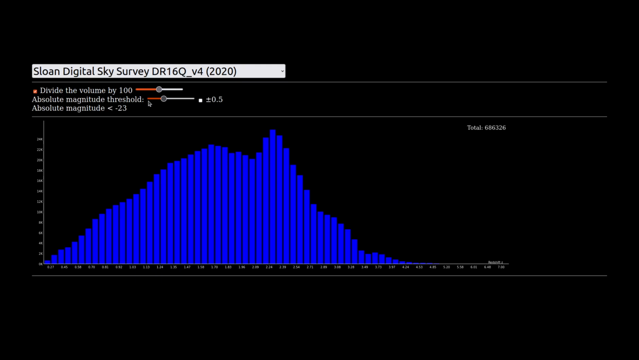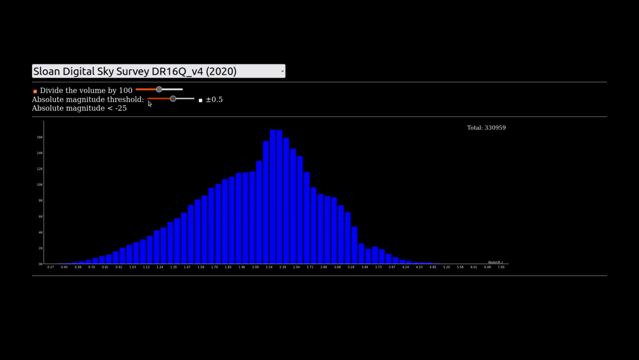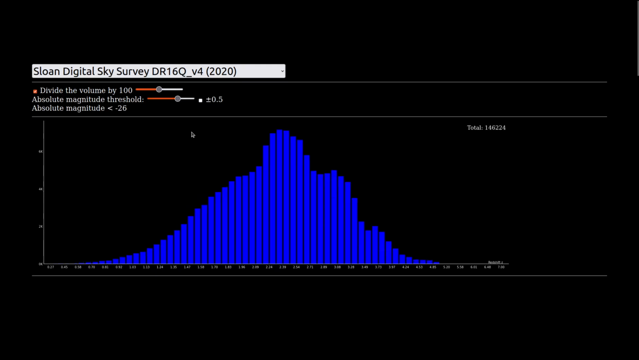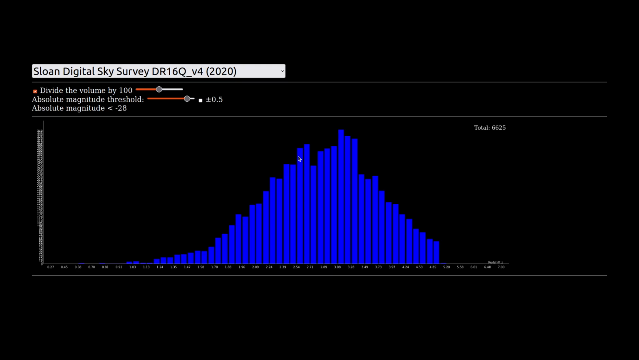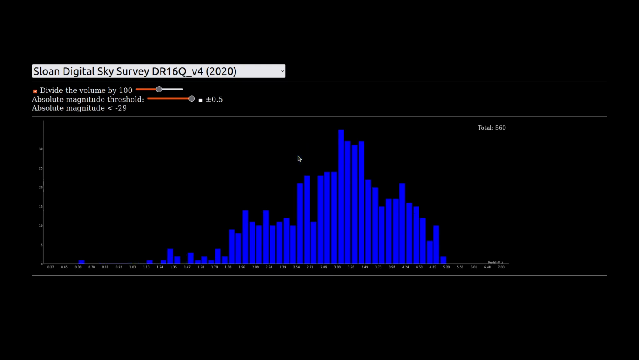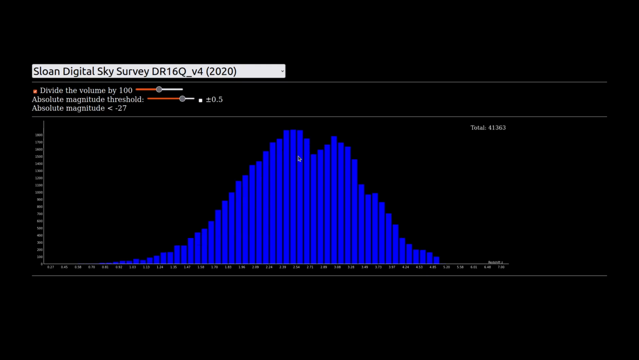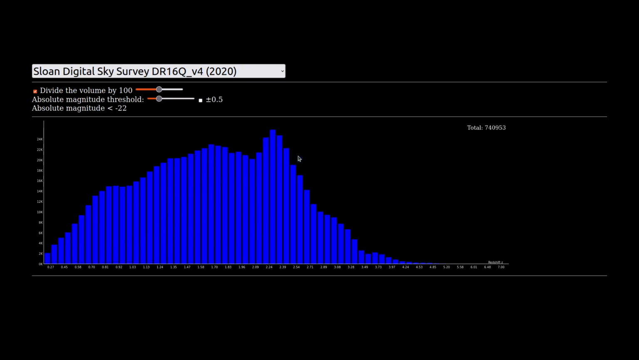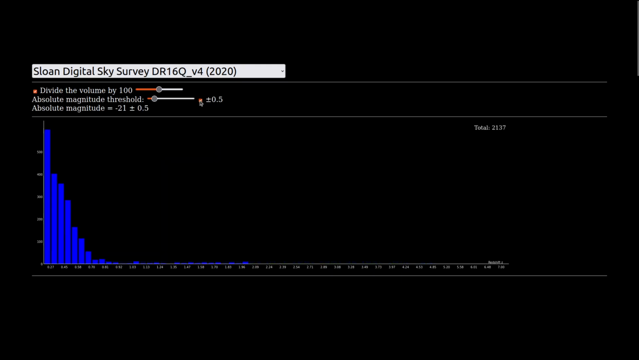It's one of those inverse quantities. So this is getting brighter up by 25, 26. You see that there's almost nothing here, and there's that bump where it overlaps. And these are the brightest quasars, 560 out of about 750,000. So we can also hit this plus or minus 0.5. So this is going to show us anything 21 plus or minus 5.